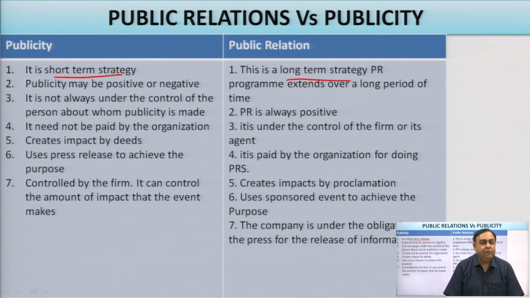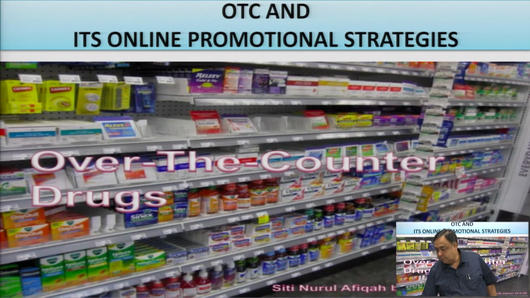In case of publicity, the firm can control it, whereas public relation uses sponsored events to achieve the objective or the purpose. And finally, in publicity the firm can control the amount of impact that an event makes, whereas in public relation a company is under the obligation to release the information to the press.